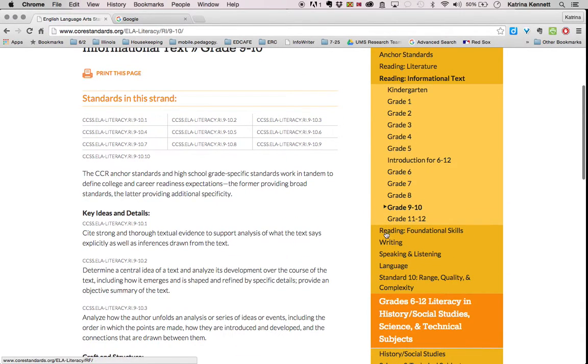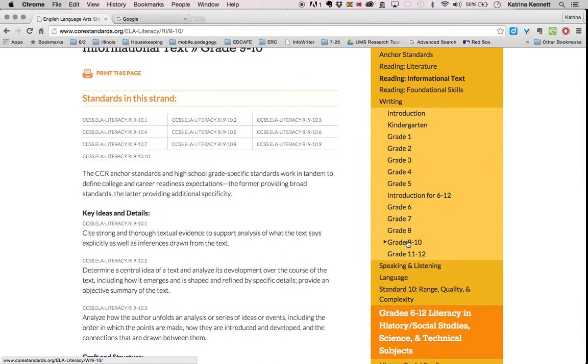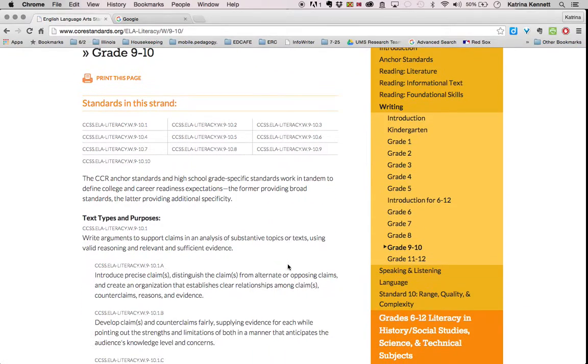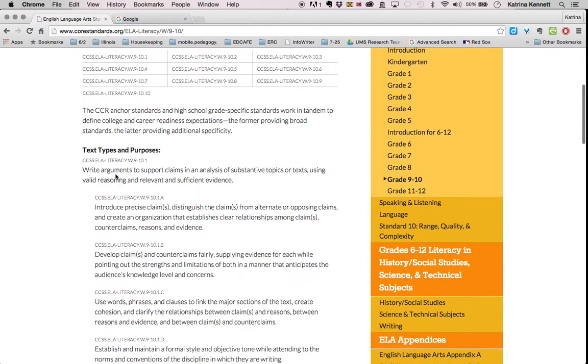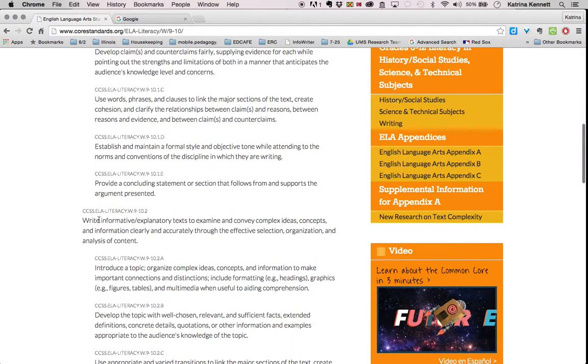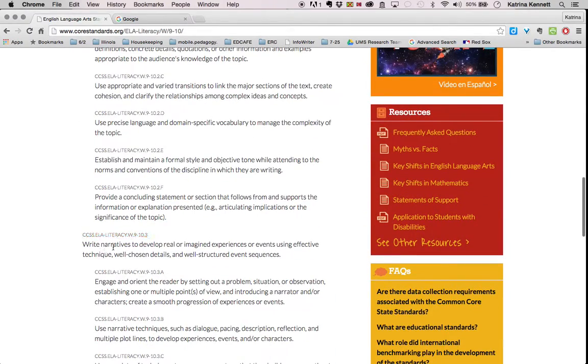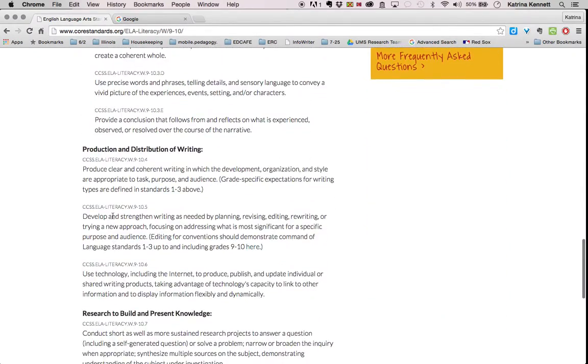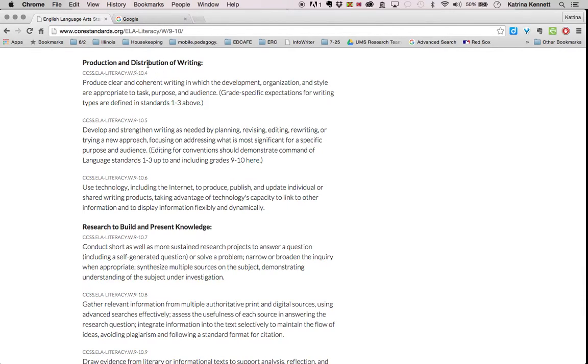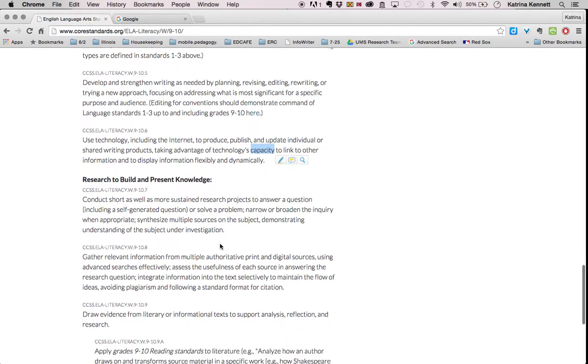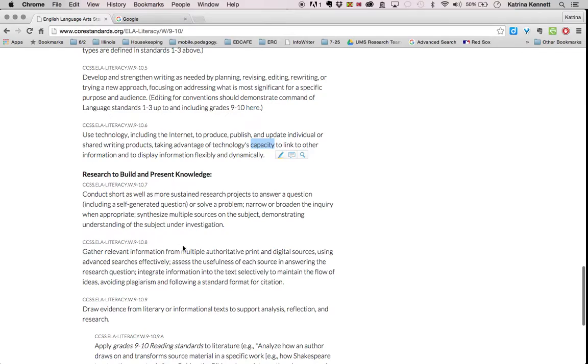In looking at the writing standards, you'll see that the Common Core splits writing up into 3 different text types: arguments, informative/explanatory texts, and narratives, as well as emphasizing the production and distribution of writing, including the use of technology, including the internet, to produce, publish, and update individual or shared writing projects, taking advantage of technology's capacity to link flexibly and dynamically. We'll also see this is the area for when we're thinking about research.